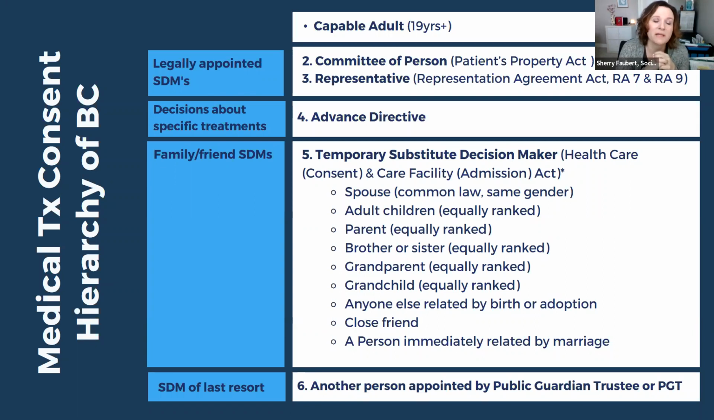The other one there is representative, which Laura touched on a little bit. There's those two types of representatives under the Representation Agreement Act, and that's a Rep 7 and a Rep 9, which again were those documents that you can do in the back of that My Voice book. And some people do in fact go to a lawyer and get those done. But again, I want you to think about, as we go through the temporary substitute decision maker part of this list, what your own situation is and whether or not you might actually consider a representation agreement because your list does not fit with the list that is set out in BC law.